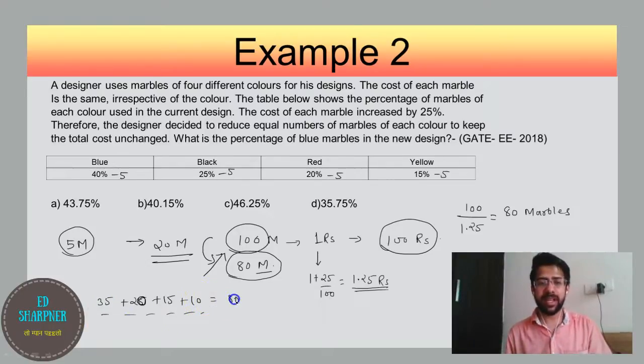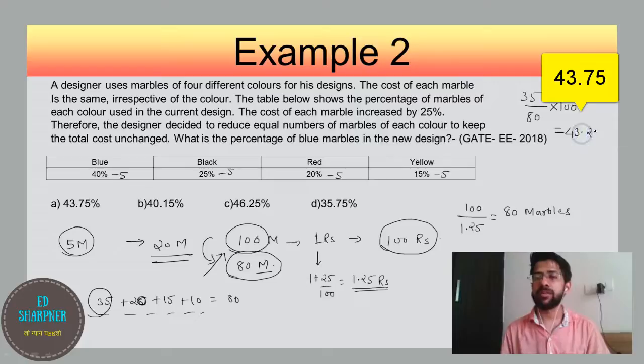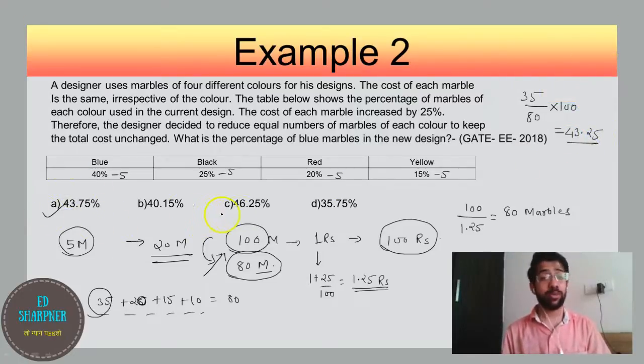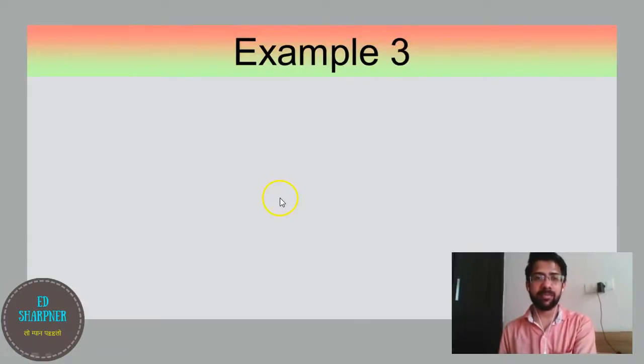Total marbles are 80. And now I am asked what is the percentage of blue marbles in the new design. So now in the new design the total number of marbles is 80. Alright. And the number of blue marbles is 35. And we are asked what this percentage is. To calculate the percentage, we just need to multiply this by 100. I will get 43.75 as the answer. So answer A is correct in this case. I hope you have understood. Let us see another problem.